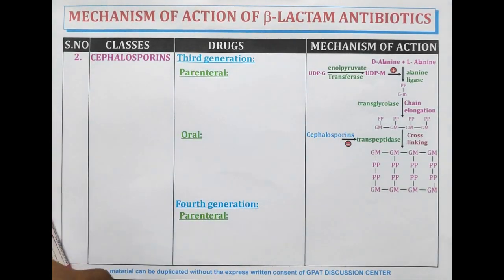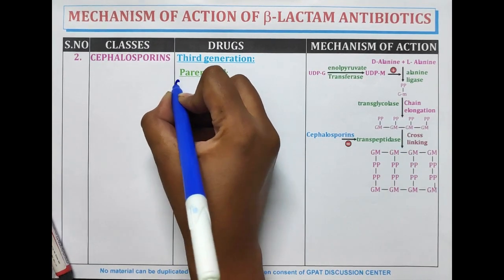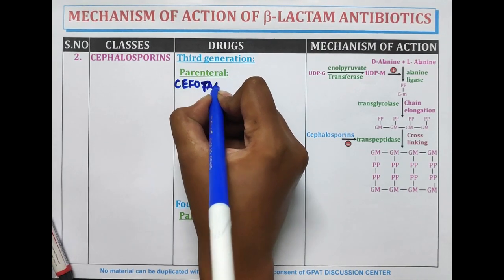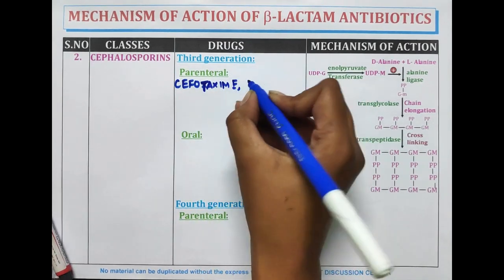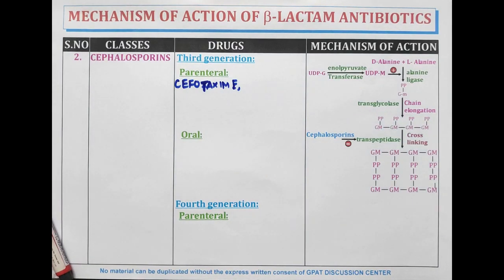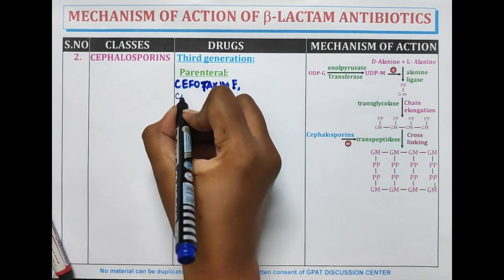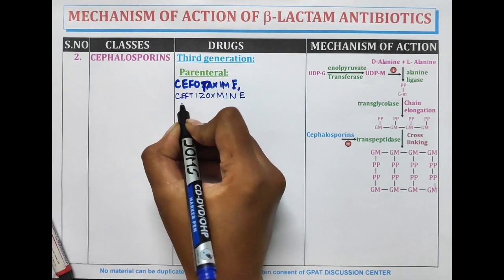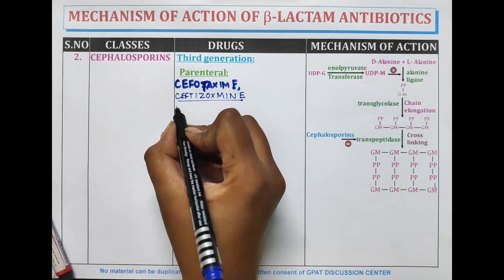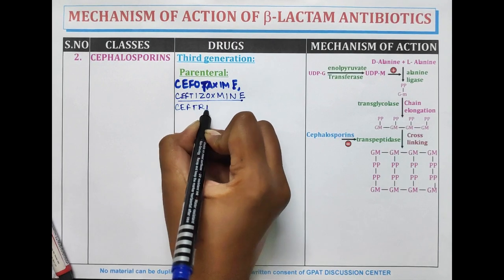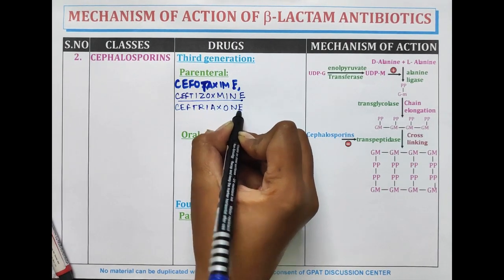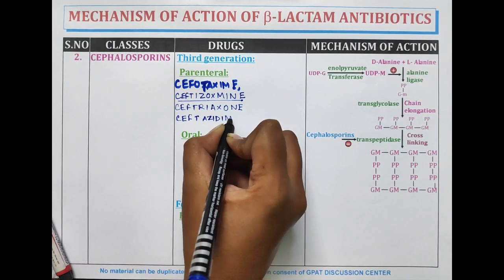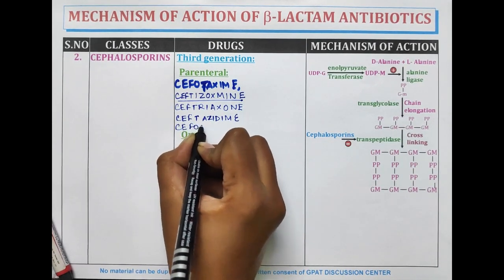Third generation cephalosporins. Parenteral drugs are cefotaxime, ceftriaxone, ceftazidime, and cefoperazone.